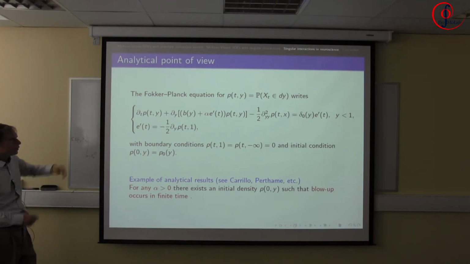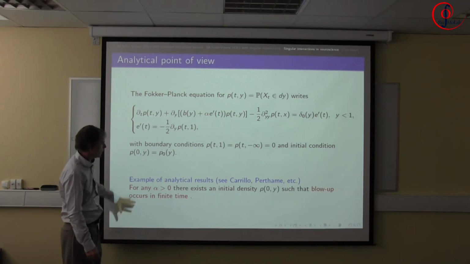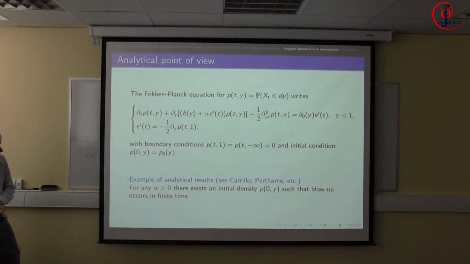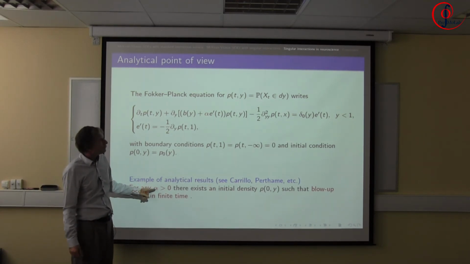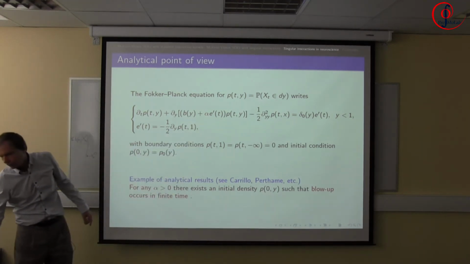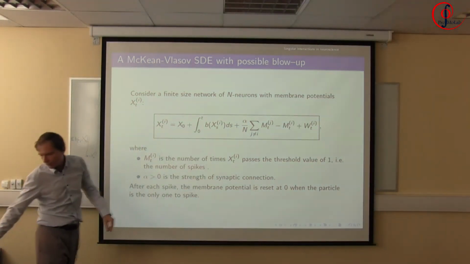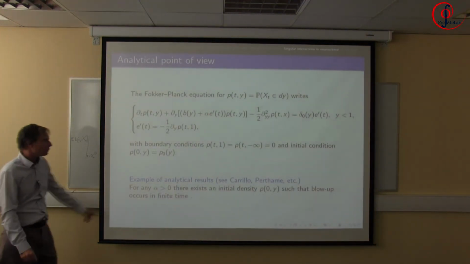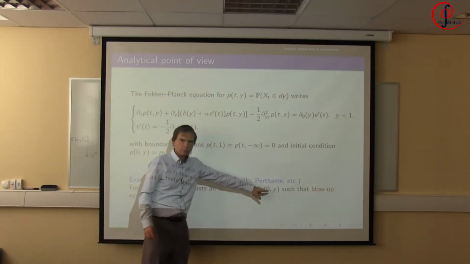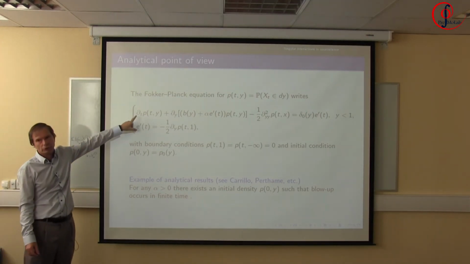Okay, so this is a non-smooth and nonlinear equation. And what are the analytical results? For example, one of the results tells you that for any alpha, where alpha is the strength of the interaction when one of the particles spikes, there is an initial density, P naught, such that blow-up occurs.